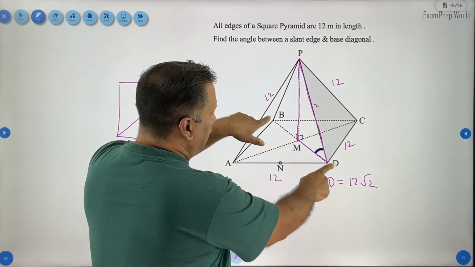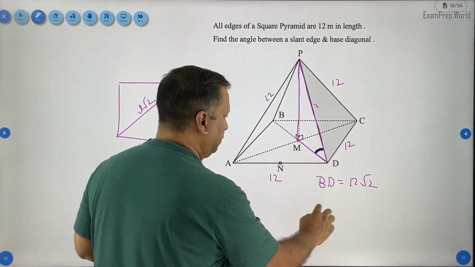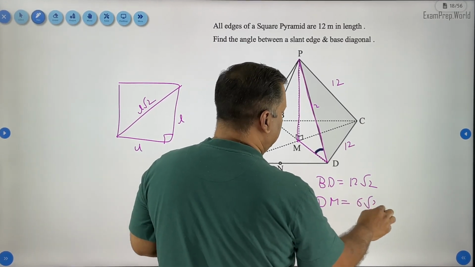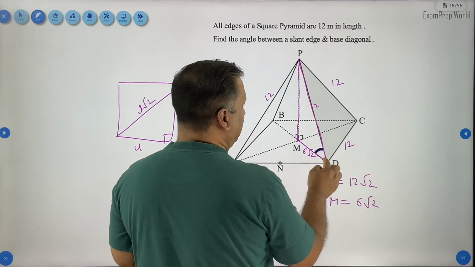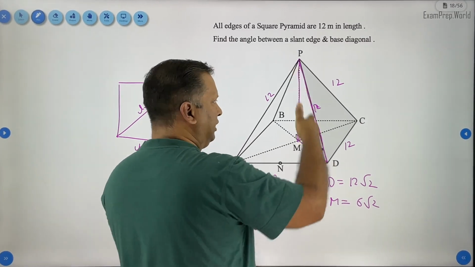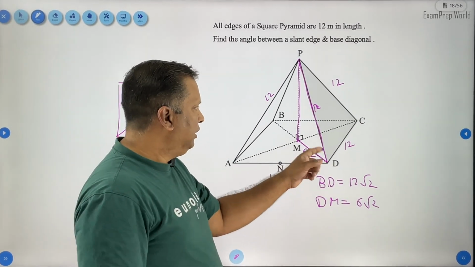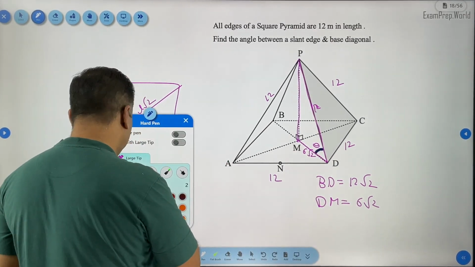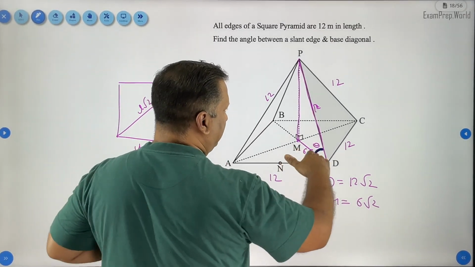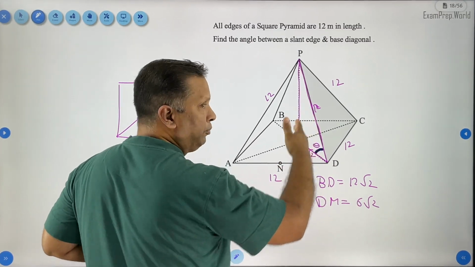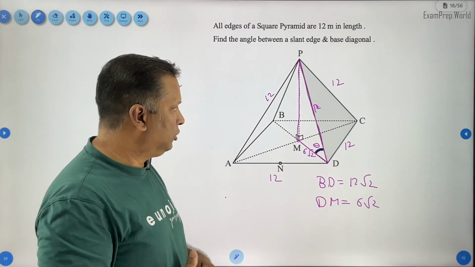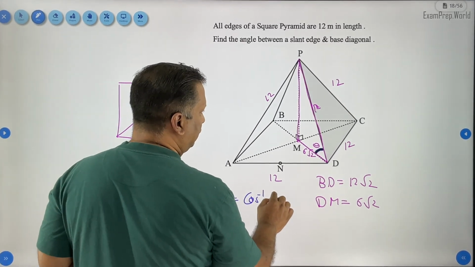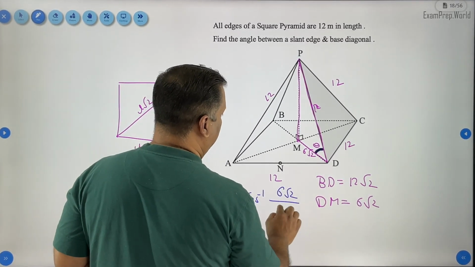So BD is 12 root 2. Now DM is how much? It is half of 12 root 2, which is 6 root 2. This is 6 root 2. And this side is how much? 12. The edge, they already gave us. Now finding the angle theta is very simple. Which ratio are we going to use for theta? We have adjacent and we have the hypotenuse. Adjacent and hypotenuse is cos theta. So theta equals cos inverse of 6 root 2 over 12.